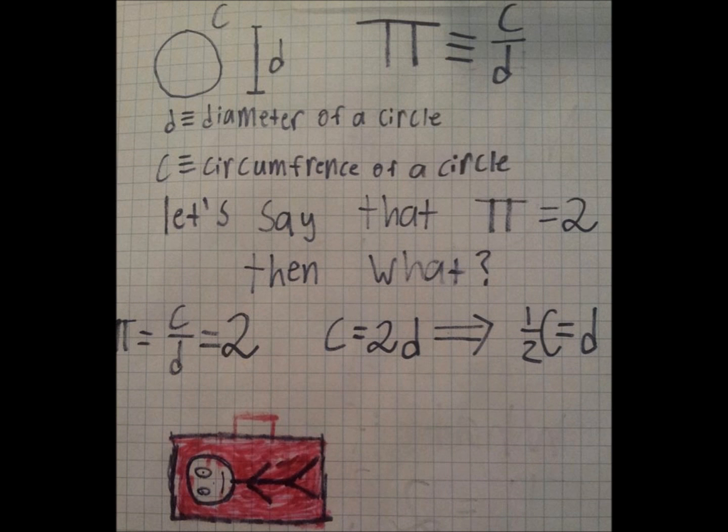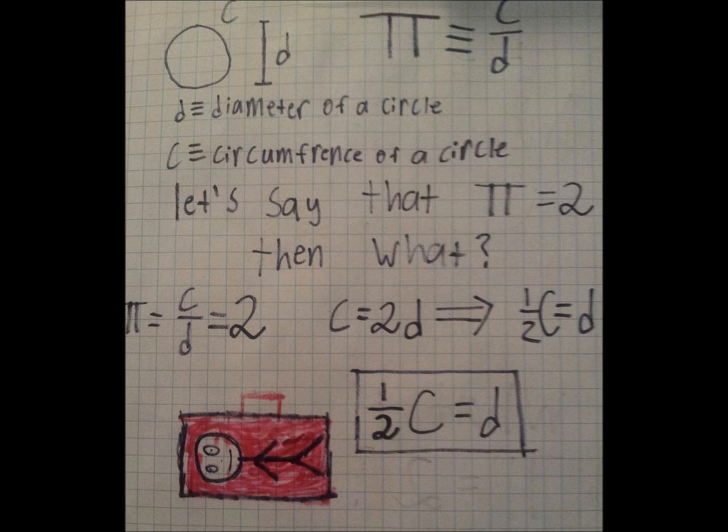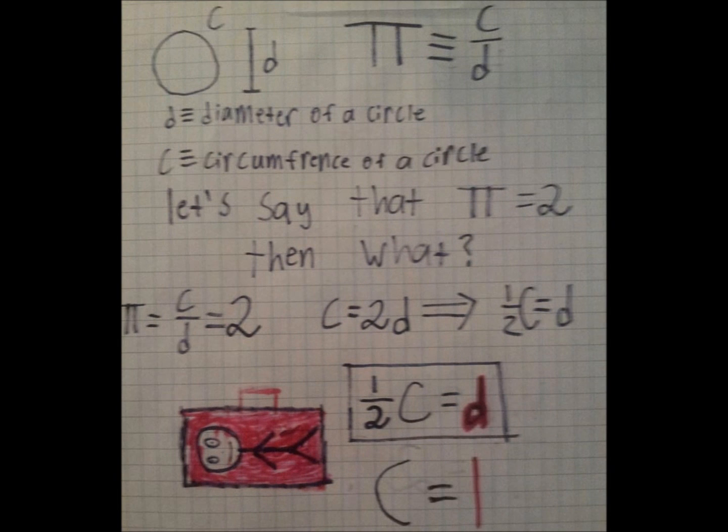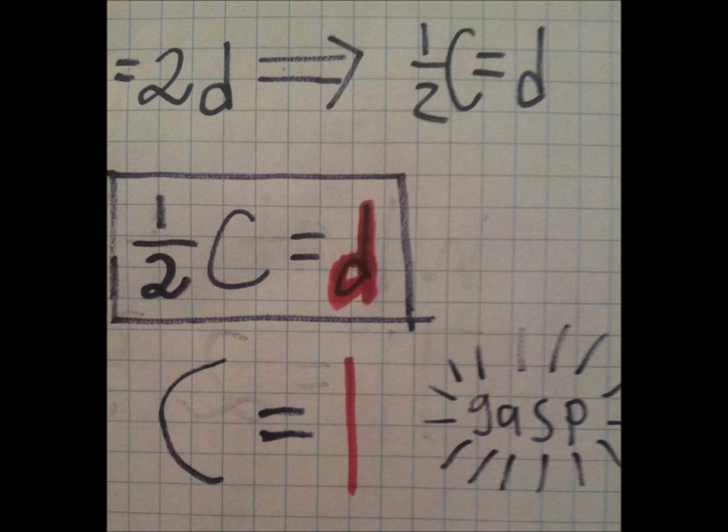This had me up all night thinking about it, and I had a lot of trouble sorting it out. So we have here half the circumference is equal to the diameter. So we'll draw those out. We'll draw out half the circumference here, and we'll draw out the diameter there in red. And what this is saying is that these two are equal when pi is equal to 2. Now, personally, I find this a bit shocking.